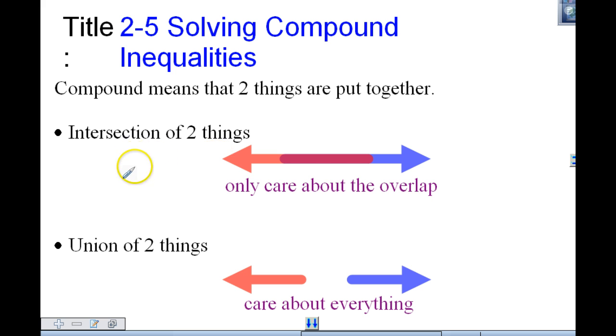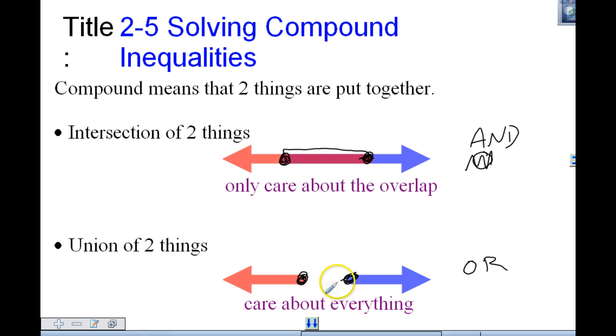We know that compound means to put two things together. We're putting two inequalities together. We have two types of compound inequalities. We have the ands right here, and we have the ors, where they're pointing away. With the ands, we only care about where they overlap, from here to here. Ors are going in different directions. The biggest difference is that with ands, both inequalities have to be true. With ors, only one of them has to be true at any given time. I'll reiterate that as we go along: both have to be true, only one has to be true.